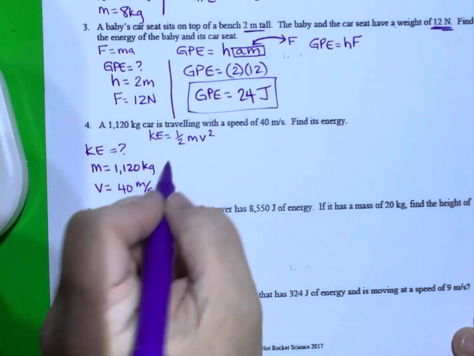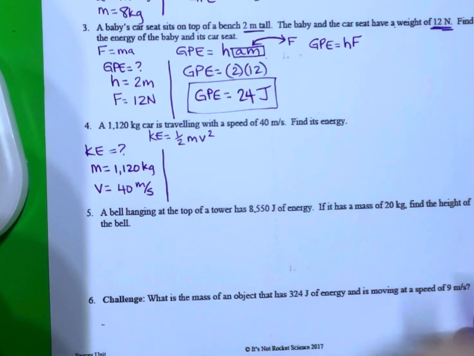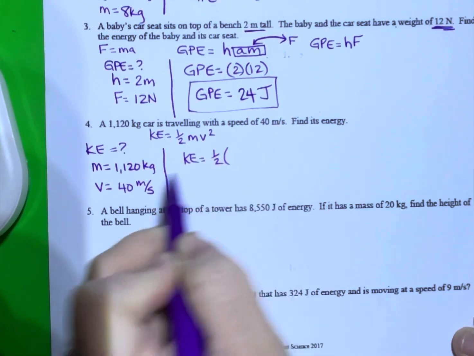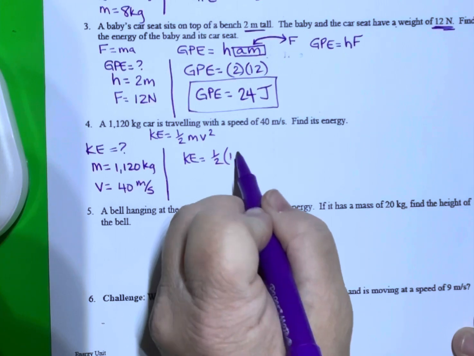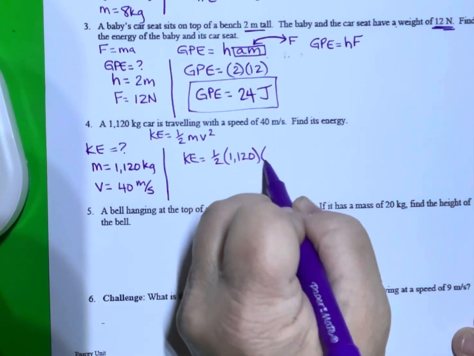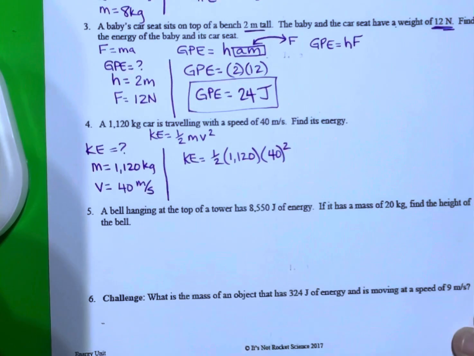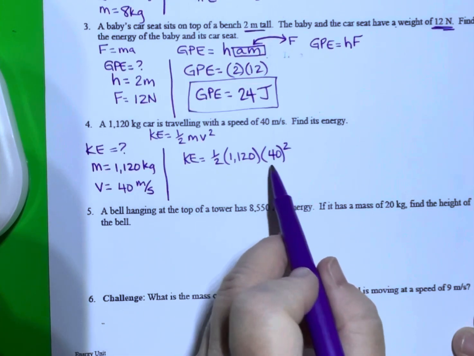Now we just plug in and solve for what we don't know. Kinetic energy is equal to 1/2 times the mass, which is 1,120, times the velocity, which is 40. And remember, the velocity always has to be squared. Okay? If you take 40 and square it, or you say 40 times 40, what number do you get?